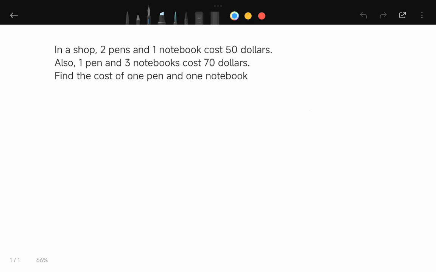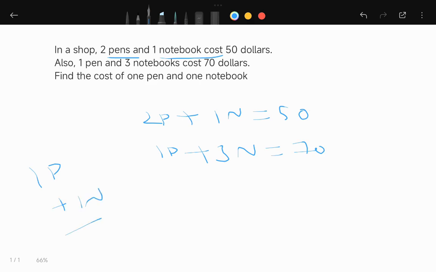Let us see the first problem. In a shop, 2 pens and one notebook cost $50. And also 1 pen plus three notebooks cost $70. Find the cost of 1 pen and one notebook.